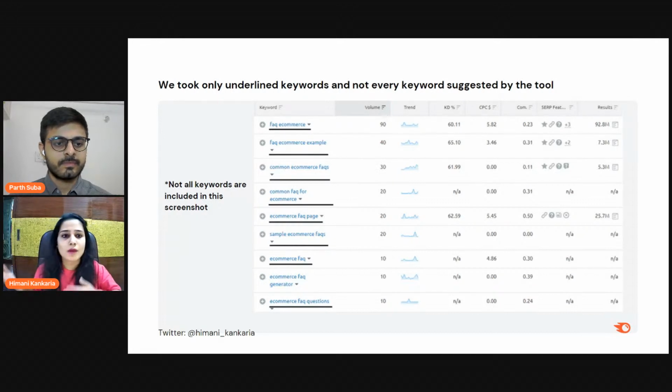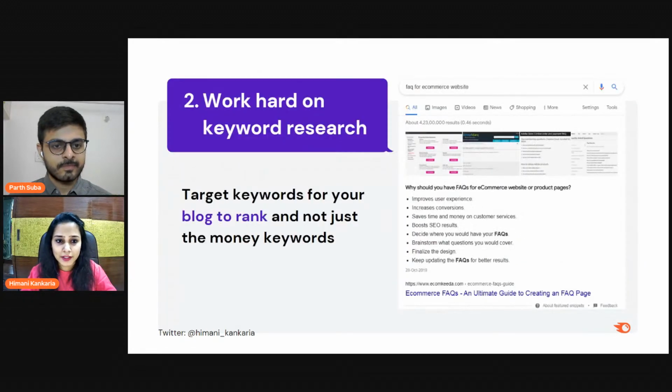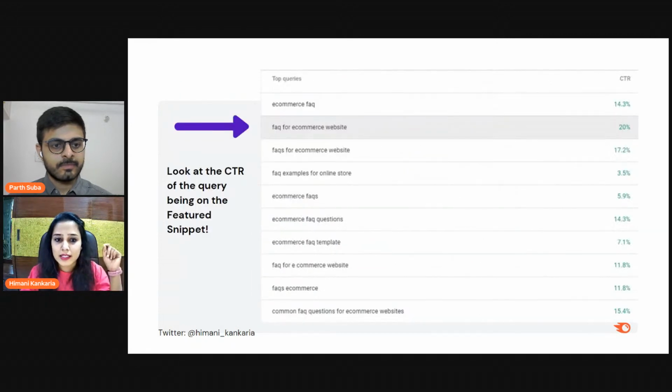They are bringing the queries from search, from Google, so they might have a different search intent, right? So you need to pick the right keyword for your blog. Now, let me go back to that screen. The keyword is FAQ for e-commerce website. Let's see, the CTR of that particular keyword is the highest one.